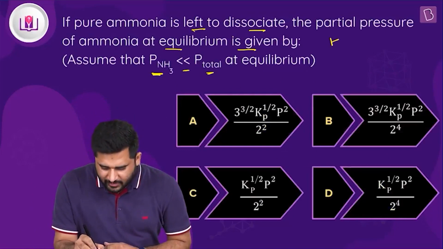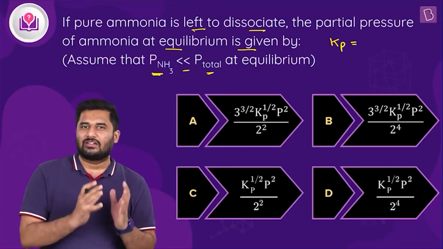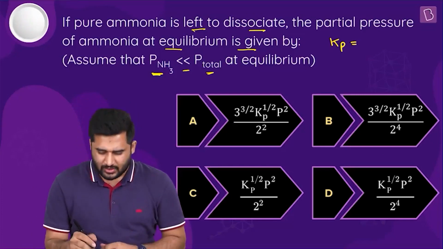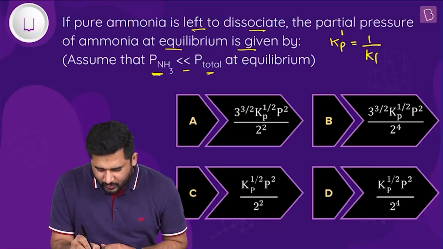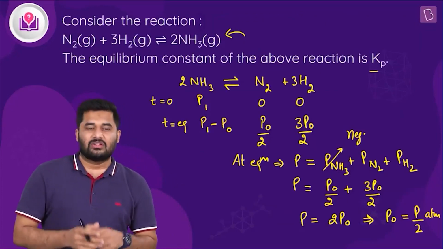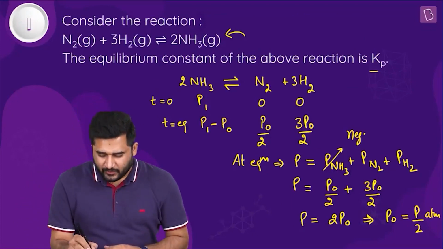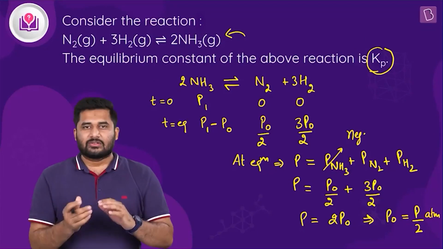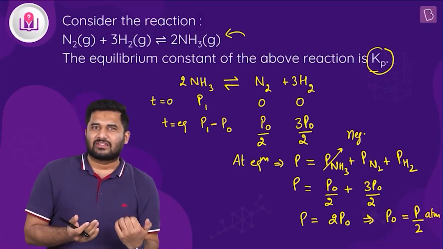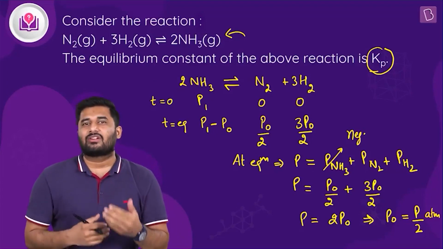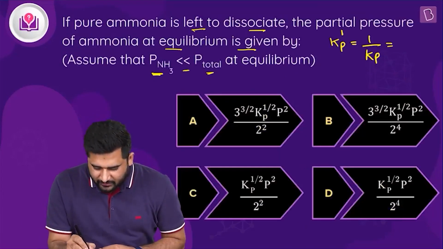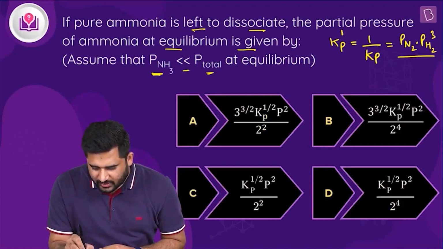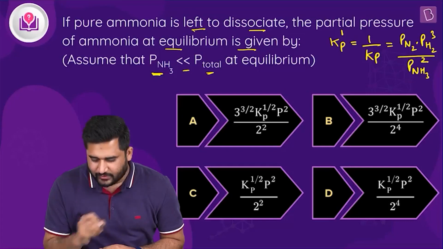Now we know that the equilibrium constant in terms of Kp for this dissociation of ammonia into N2 plus 3H2, let me call it Kp dash, will be equal to 1 upon Kp. Why? The reaction given to us in the question is N2 plus 3H2 giving 2NH3, for which the equilibrium constant is Kp. Since dissociation of ammonia is the reverse of this reaction, the equilibrium constant for the reverse reaction will be 1 upon this Kp, isn't it? So 1 upon Kp will be written as partial pressure of N2 into partial pressure of H2 cube divided by partial pressure of NH3 square.